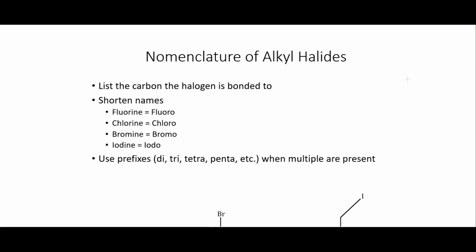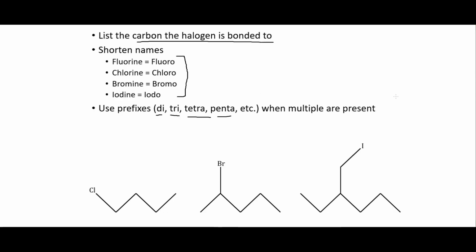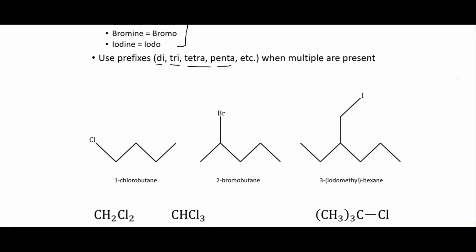All right, so if we look at the nomenclature of alkyl halides, and I've already been using this throughout, but just to codify what I have been using here. We want to list the carbon that the halogen is bonded to, and then we use these shortened names. So for fluorine, we use fluoro, chlorine, chloro, bromine, bromo, iodine, iodo. And we want to use the prefixes di, tri, tetra, penta, and so on when multiple are present. So here are a few examples.